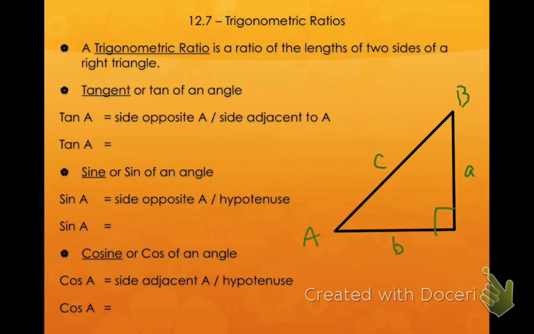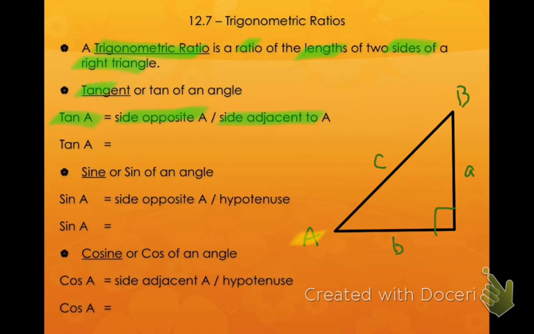Okay, today we're going to be learning about trig ratios, trigonometric ratios. Trigonometry is the study of right angles. So my ratio is going to be the ratio of my lengths of two sides of a right triangle. My tangent, so if I'm finding the tangent of this angle A, which is this guy down here, I'm going to find the side opposite of A and the side adjacent to A.